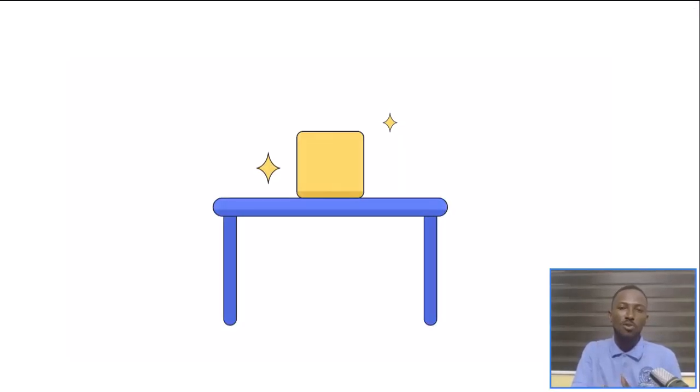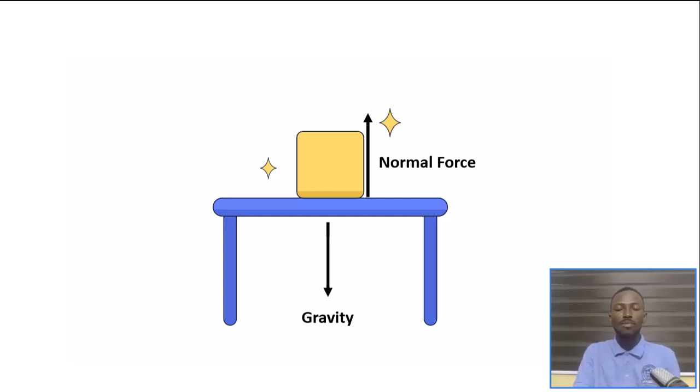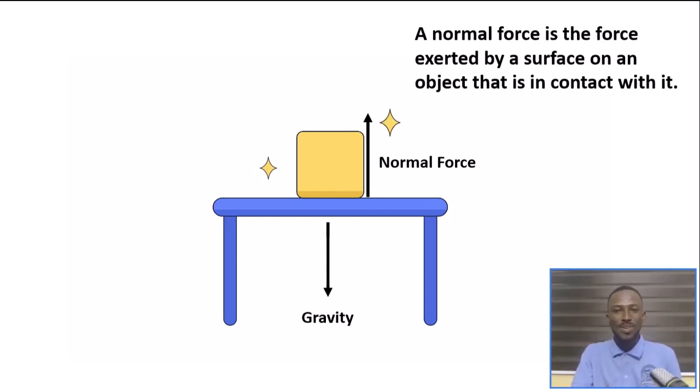There is a different type of force known as normal force. Normal force is a type of force that a surface exerts on an object that is in contact with it. In this picture, you can see the box placed on the table. The table is exerting an upward force, which is a normal force, on the box. And then gravity is also pulling the box down towards the earth. So what exactly is normal force? It is the force exerted by a surface on an object that is in contact with it.